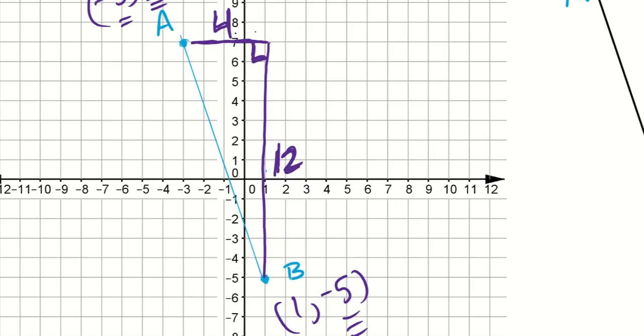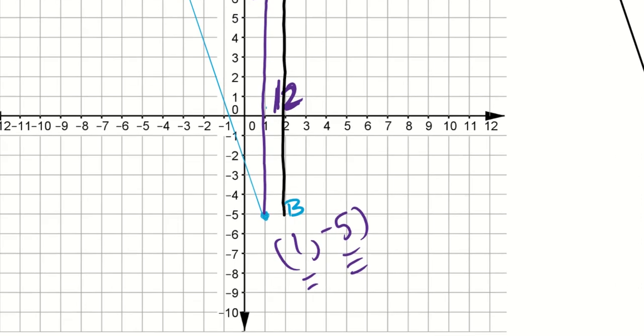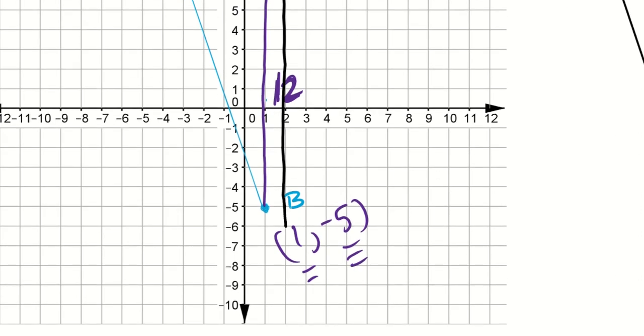So let's just come back up here and do this. You can see instead of going over just 4, I'm going to go over 1 additional unit, and I'm going to go down 5. Instead of just going down 12, I need to go down 15. So I'm going to go down 3 more units: 1, 2, 3. Instead of landing at -5, when I go 3 more down, I end up landing at -8.